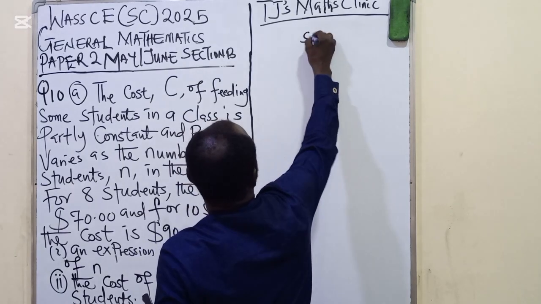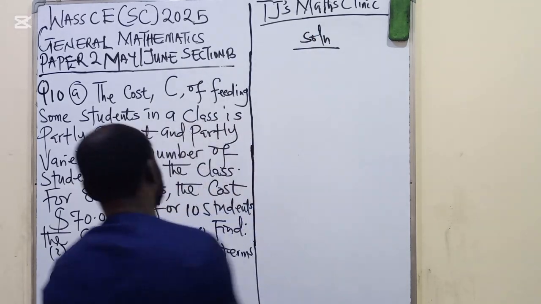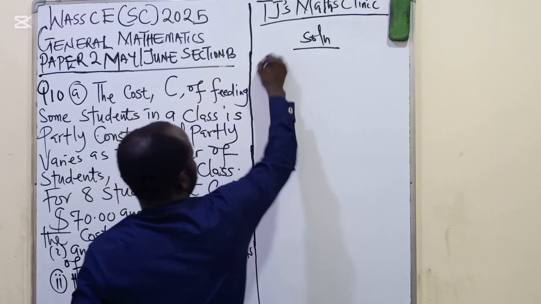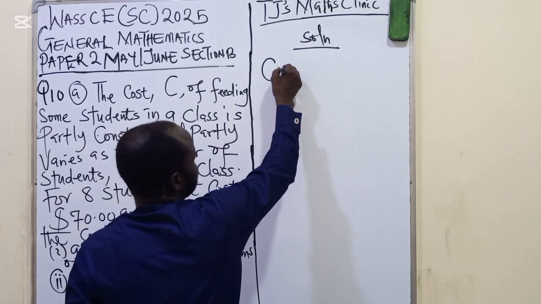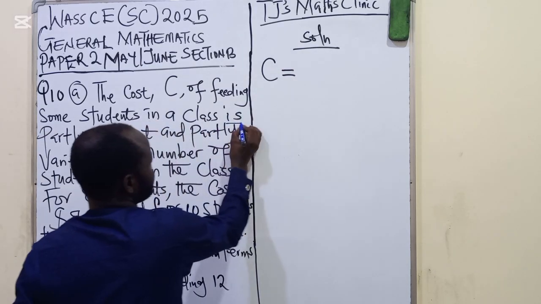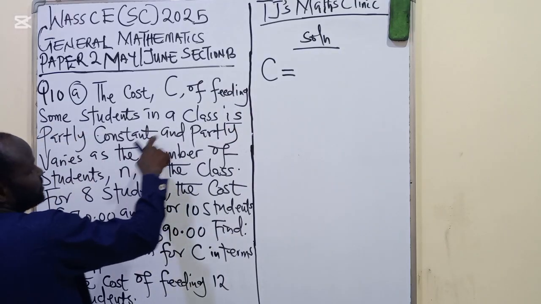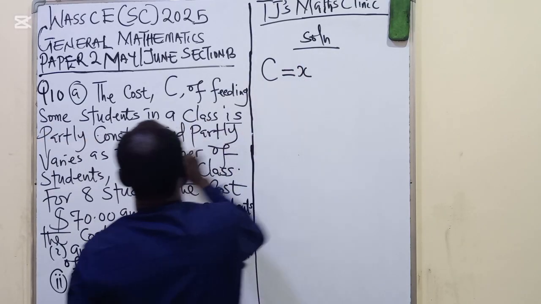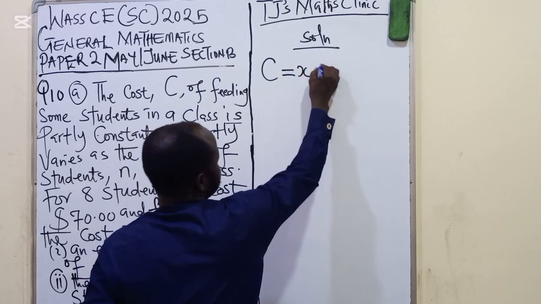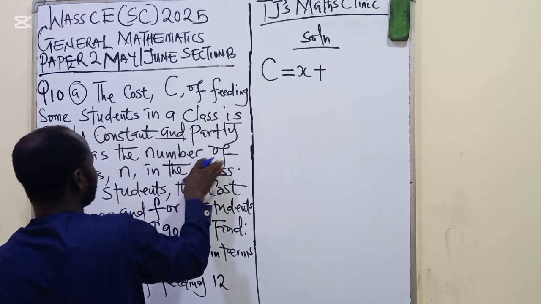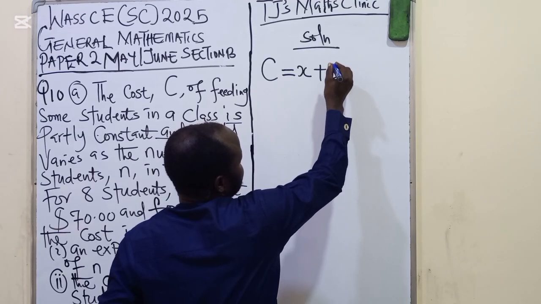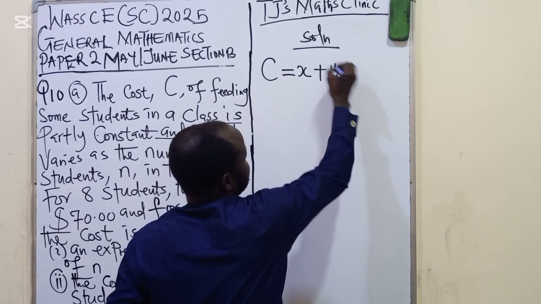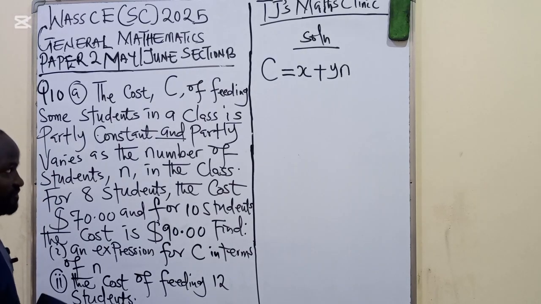Let's write down the solution and interpret the question. The cost, C, of feeding some students in a class is partly constant. The word "is" here means equals to. Partly constant: we introduce a constant x. The word "and" means plus. Partly varies as the number of students n: we introduce another constant y, then we multiply it by the number of students n. This is the interpretation. Very important.